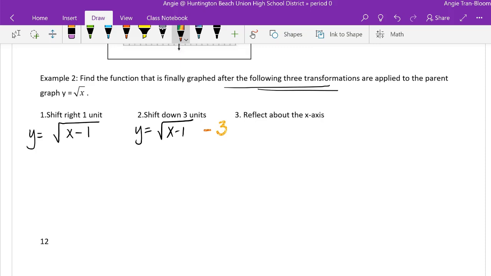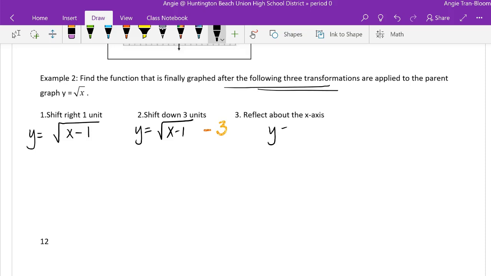So right now, we have y equals square root of x minus 1, minus 3 on the outside. Make sure you make it very clear which one's on the outside and which one's on the inside, okay? Next one, we have a reflection about the x-axis. The first two are really quite obvious. Reflect about the x-axis is when we put in a minus sign somewhere, but the question is, where are you going to put this minus sign?